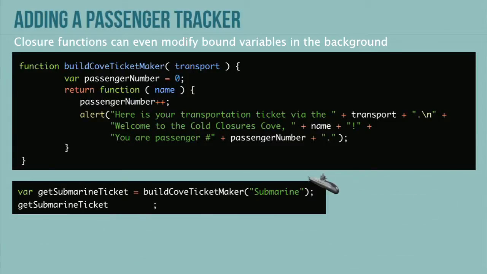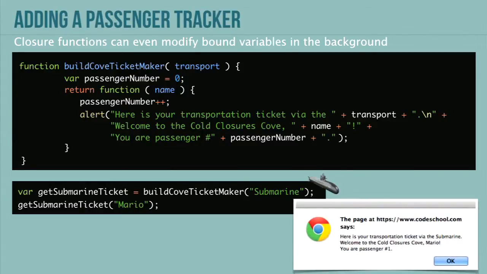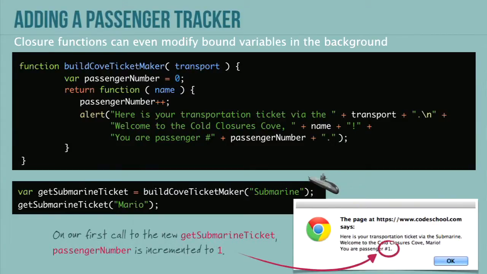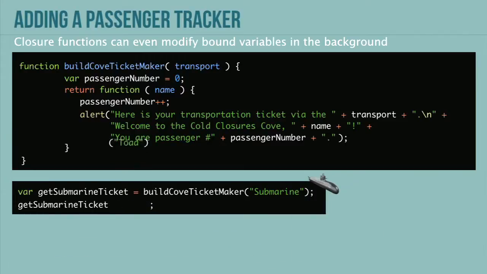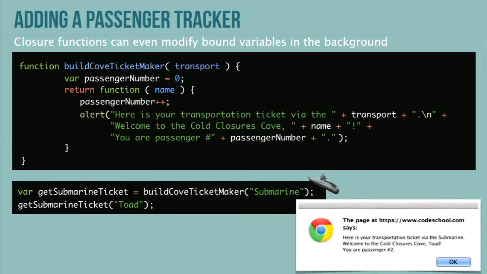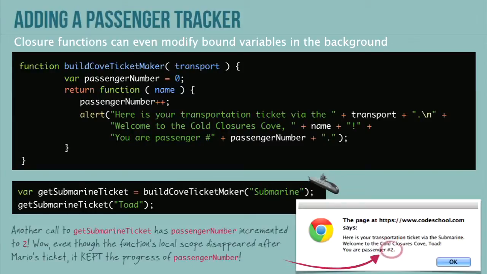So let's scoot aside our semicolon here and put Mario trying to get a submarine ticket again, and what happens? We get a ticket that says, here's your transportation ticket via the submarine. Welcome Mario, you are passenger number 1. That's because this is our very first call to get submarine ticket, and our passenger number has been incremented to 1. Now what would happen if we then put Toad asking for a submarine ticket? He wants to ride with Mario. So look, we get you are passenger number 2.